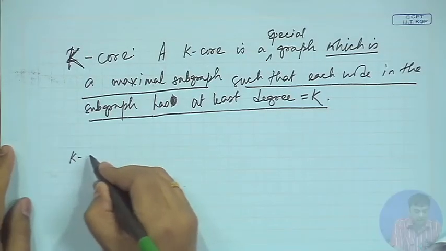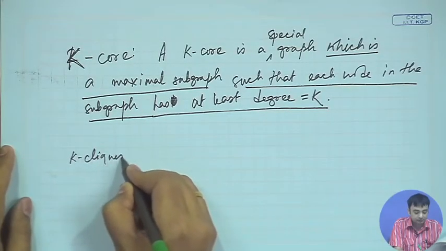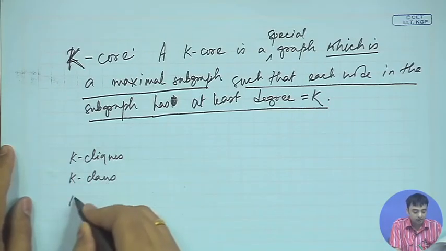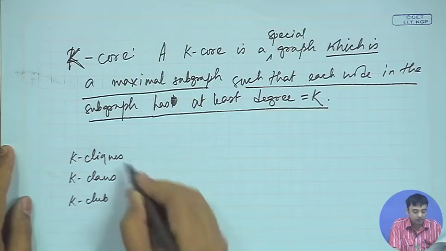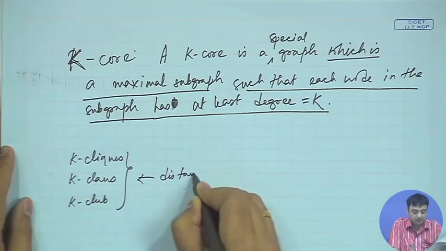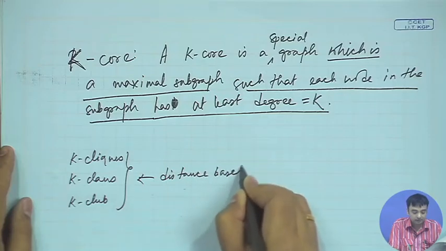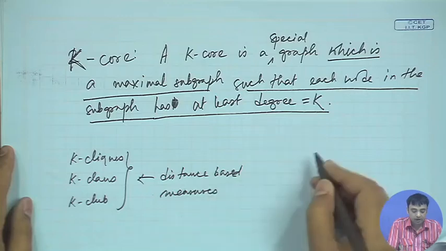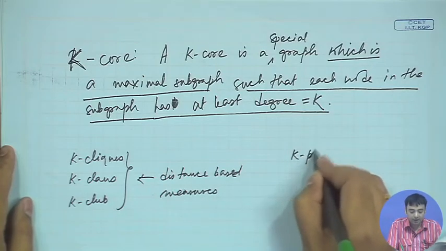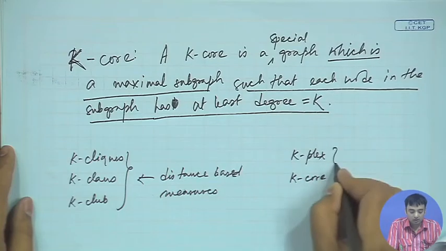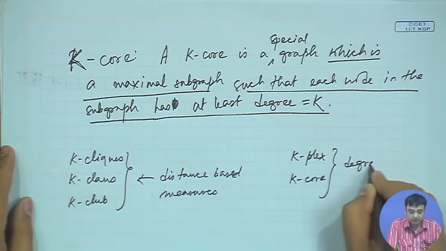We have learned K-cliques, we have learned K-clans, we have learned K-club. All these 3 are distance based measures. Whereas, we have learned K-plex and K core, which are degree based measures.